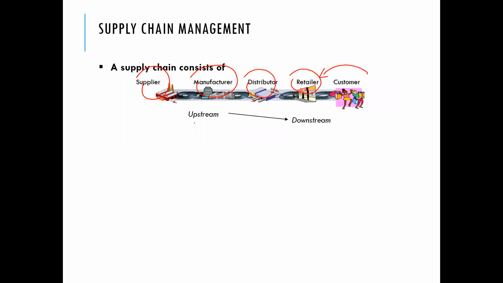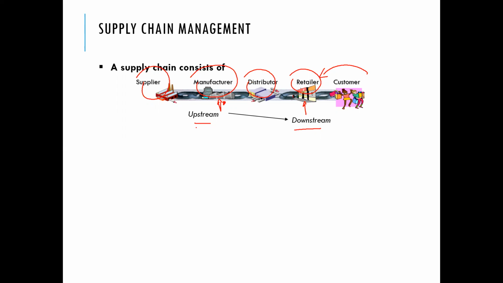Generally, we distinguish between what we call upstream and downstream supply chain members. The distinction between an upstream member and a downstream member depends on where you are in a supply chain. For example, if I am a manufacturer, all the supply chain members that come after me are downstream members. So the distributor, the retailer, and the customers will be downstream, and my suppliers will be upstream. But if I am a retailer, then only the customer is downstream, everything else is upstream.